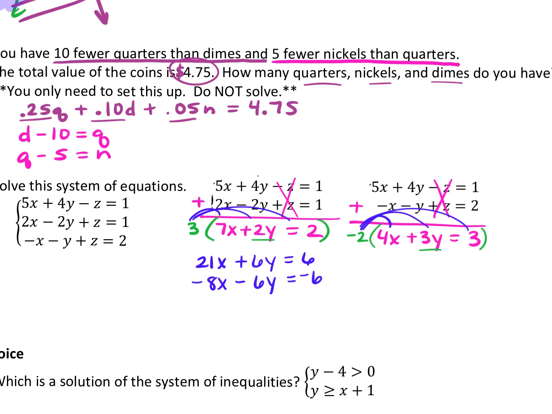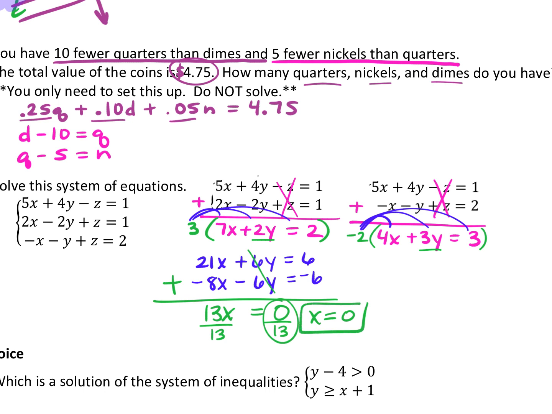Your next step now is to eliminate with that. So if I add these together, 21x plus a negative 8x is 13x. Negative 6y and a positive 6y is 0 equals 6 plus a negative 6. We can't just scratch it out because there's nothing over there otherwise, so we just need to put the 0 in there. And then to solve it, divide by 13. So x equals 0 divided by 13, which is 0. Okay. So now we have our x.